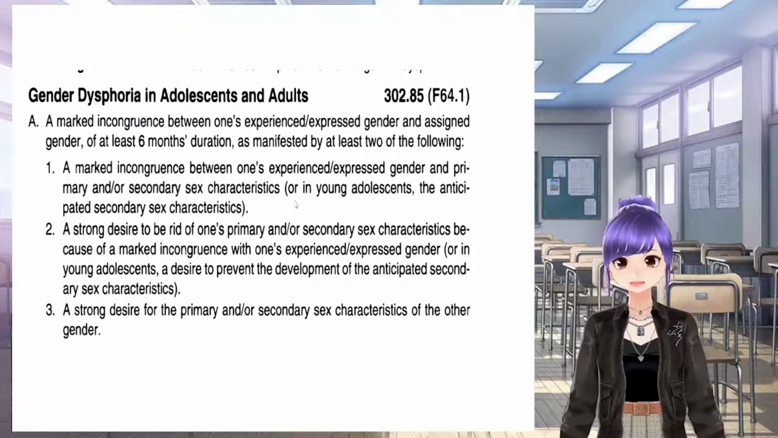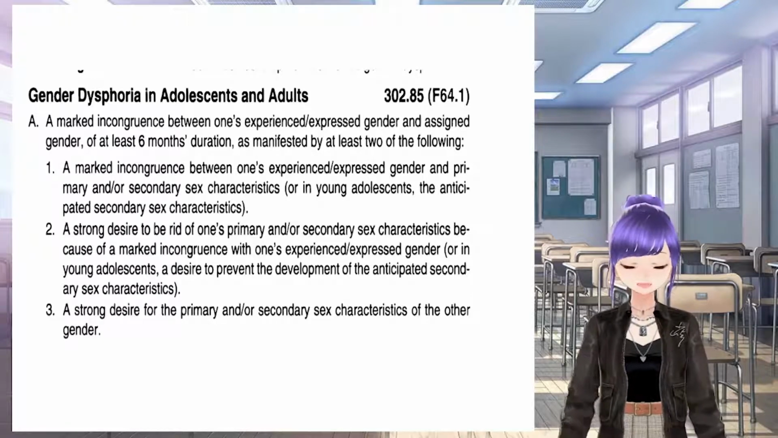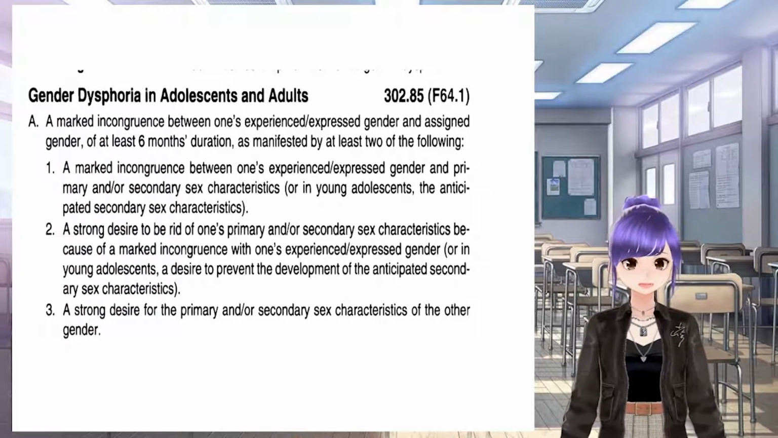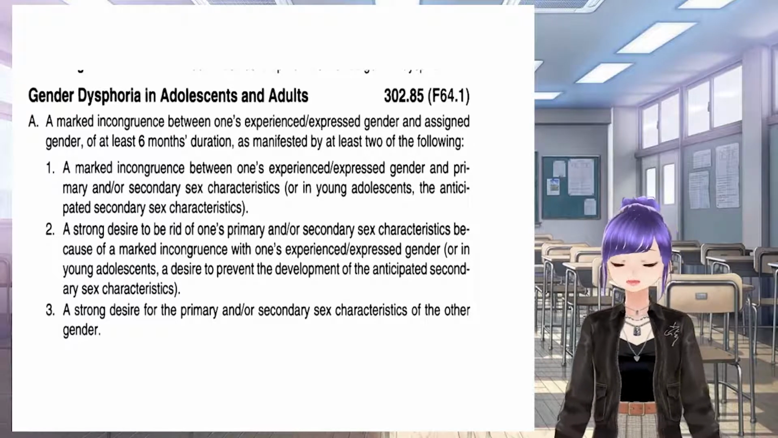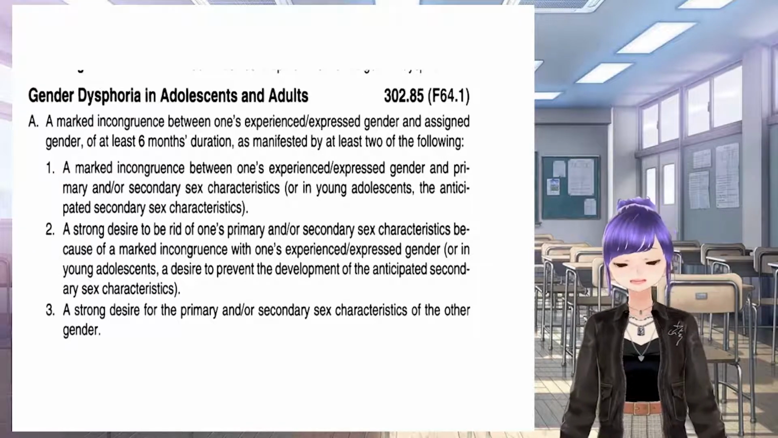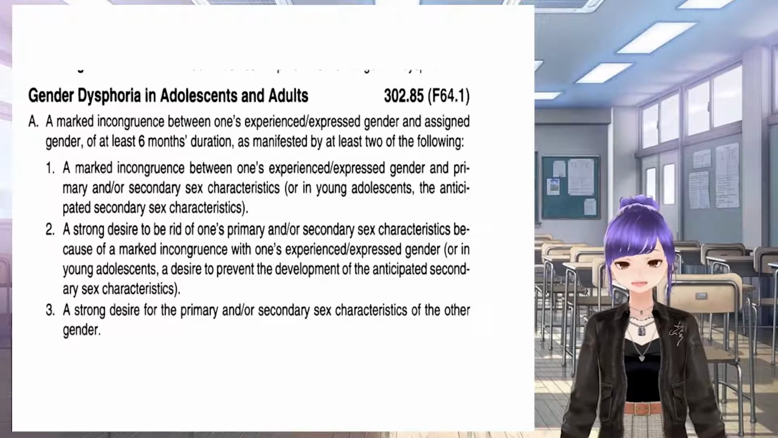So for gender dysphoria in adolescents and adults, letter A, a marked incongruence between one's experienced or expressed gender and assigned gender of at least 6 months duration as manifested by at least 2 or more of the following. Number 1, a marked incongruence between one's experienced or expressed gender and primary or secondary sex characteristics, or in young adolescents, the anticipated secondary sex characteristics.